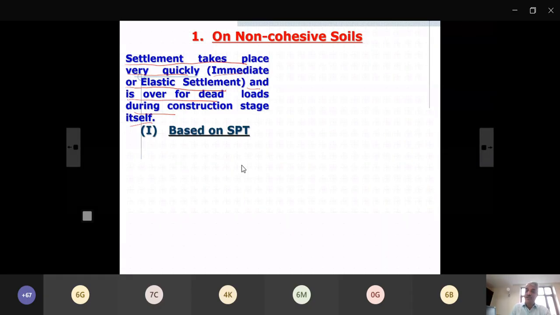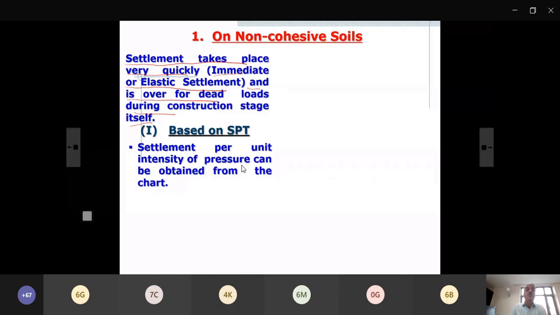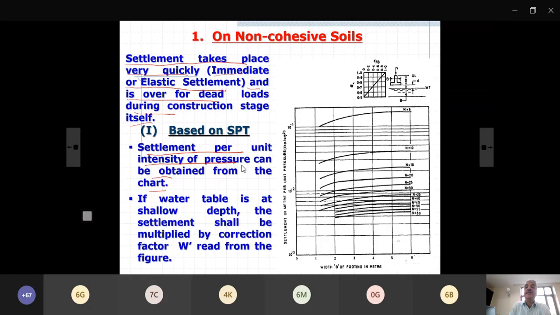So for such type of soils, for settlements, various methods are given. First is based on SPT. If you have done SPT, it can be done. It says that settlement per unit intensity of pressure can be obtained from the chart. There is a chart where settlement per unit value of q can be obtained. Now this is the chart. In this, V is vertical load, B is bottom width of the footing, D is depth of the footing, small d is water table below depth of the footing. Okay, and this is the chart given.